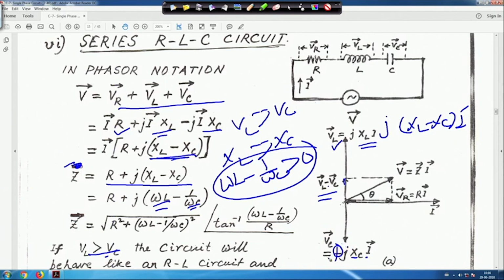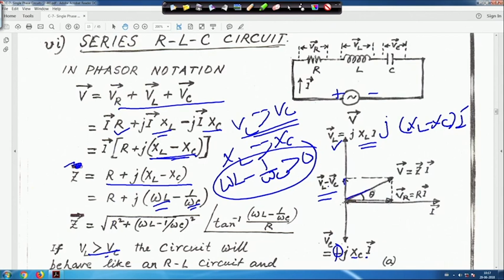So, on this side, even if you do not put the negative sign, it does not matter, because this is the negative side, but for the sake of completeness I have made this one. This is your instantaneous polarity, and the resultant will be VL greater than VC. If XL minus XC is greater than 0, then naturally VL will be greater than VC.